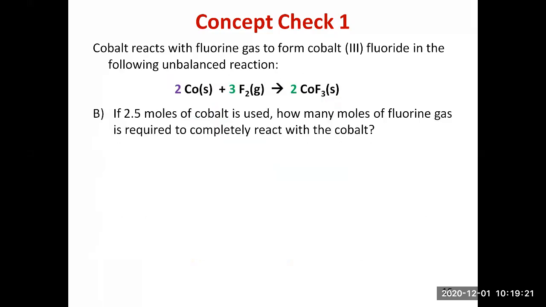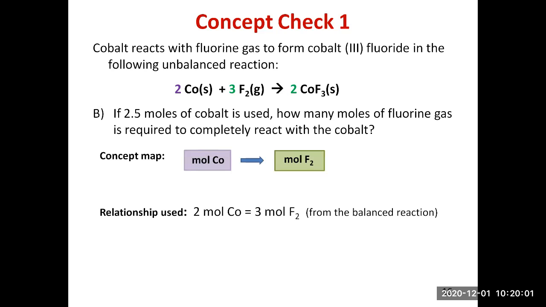Let's look at the second question, B. If 2.5 moles of cobalt is used, how many moles of fluorine gas is required to completely react with the cobalt? So the concept map will look like this. We start with moles of cobalt, 2.5, and we want to find how many moles of fluorine gas. So from moles of cobalt to moles of fluorine gas that are needed to completely react with the cobalt. So these are the two reactants.